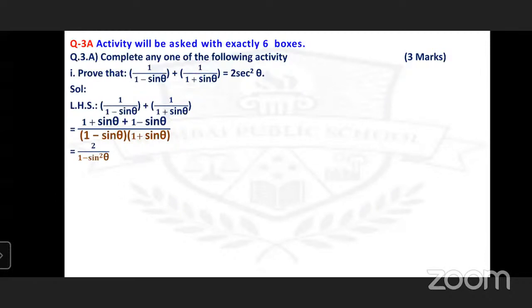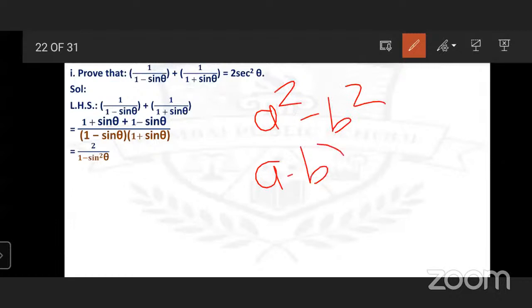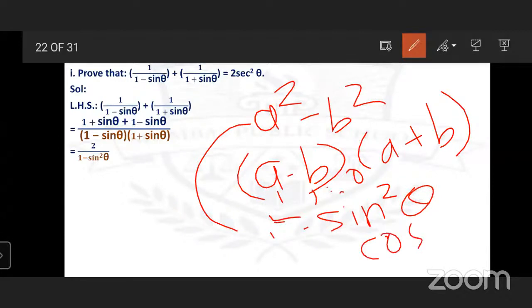Here a is 1 and b is sine theta. So a square means square of 1 is always 1 and square of sine theta is sine square theta. So in this way we write here 2 upon 1 minus sine square theta. We apply the identity a square minus b square, we write a minus b, a plus b. So a is 1 and b is sine theta. So here we write 1 square minus sine square theta. So 1 minus sine square theta is equal to cos square theta.